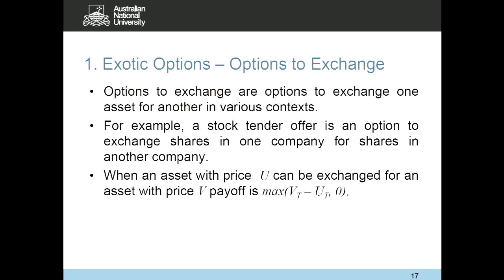Okay, then we have the option to exchange. So basically, the option to exchange is we exchange one asset for another asset. The option to exchange has different purposes in different contexts. For example, one way people utilize it is to hedge foreign currency risk. We can have an option to buy Japanese yen with Australian dollars, and from a US investor's point of view, that is an option to exchange. Another example is a stock tender offer. A standard stock tender offer is the option to exchange shares in one company for shares in another company. So that's another example of an option to exchange.